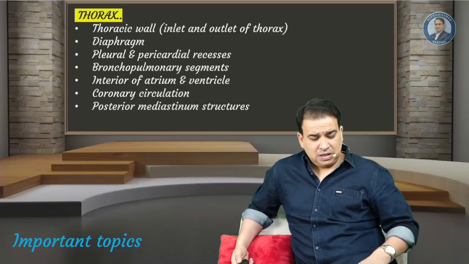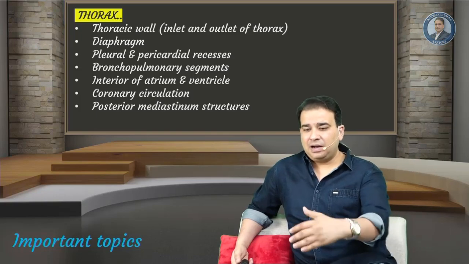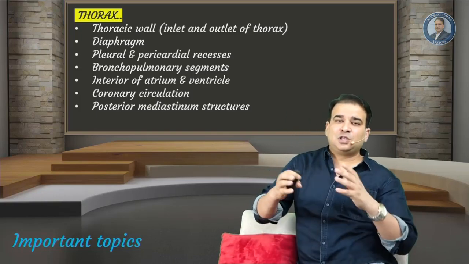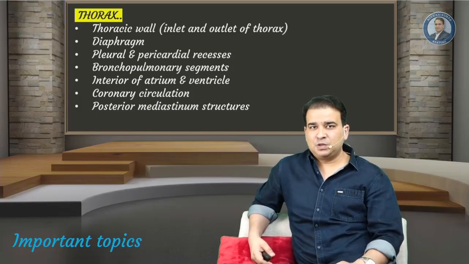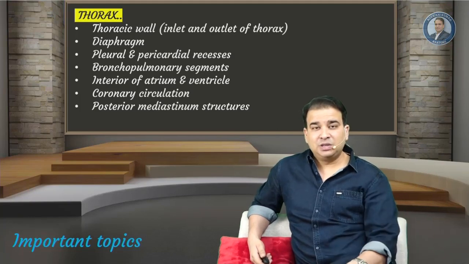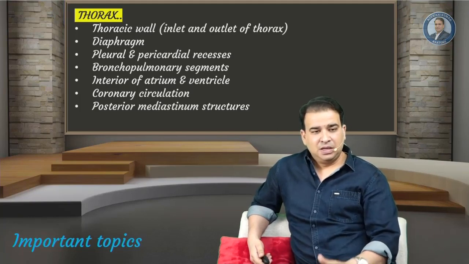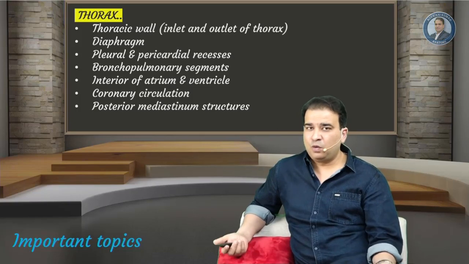Then we have the posterior mediastinum structures. Let me put it this way, rather than saying the structures in the thoracic wall, the structures in the posterior mediastinum: azygos and hemiazygos vein. Again, a recently asked question in the NEET exam. The question on the branches of the descending aorta. The questions on the thoracic duct have always been important.